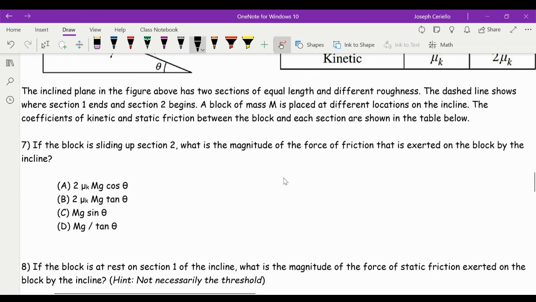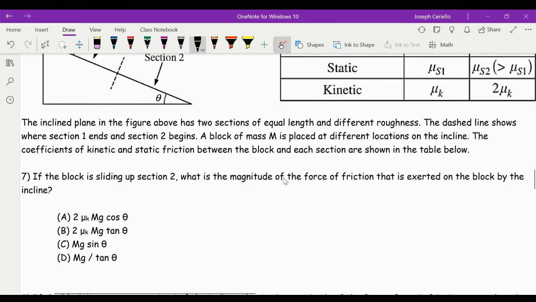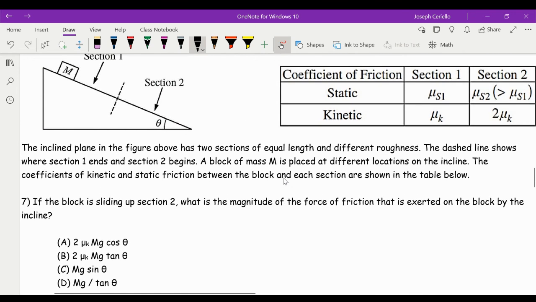All right, so looking at this next one here, it says, what is the magnitude of the force of friction that is exerted on the block by the incline in segment 2? All right, just give me 1 second here.